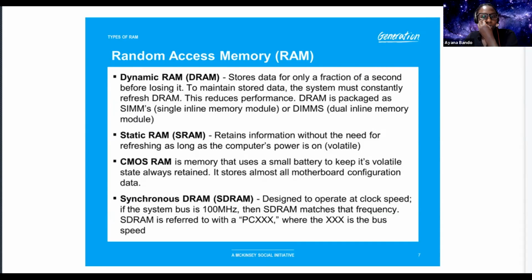Dynamic RAM, DRAM, stores data for only a fraction of a second before losing it. To maintain stored data, the system must constantly refresh DRAM. This reduces performance. DRAM is packaged as SIMMs, single inline memory module, or DIMMs, dual inline memory module. Static RAM, SRAM, retains information without the need for refreshing as long as the computer's power is on, volatile. CMOS RAM is memory that uses a small battery to keep its volatile state always retained. It stores almost all motherboard configuration data.